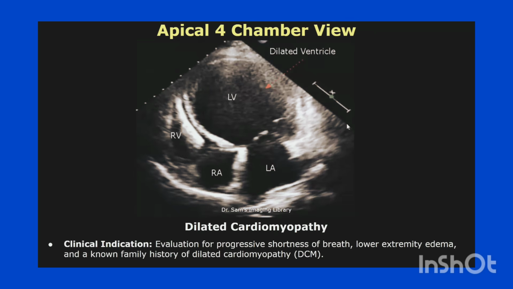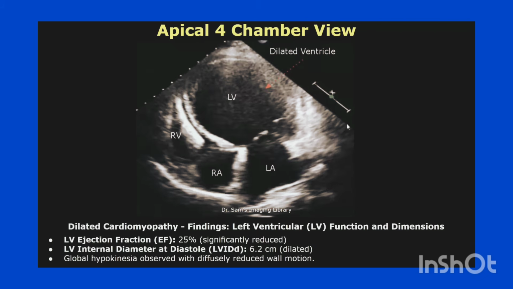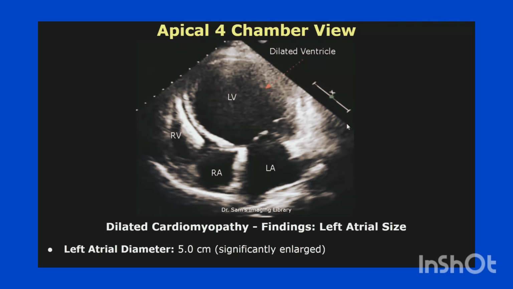The ejection fraction is 25%, which is significantly reduced. The LV internal diameter at systole is 6.2 centimeters. It is dilated. Global hypokinesia observed with diffusely reduced wall motion. The left atrial diameter is 5 centimeters. It is significantly enlarged.